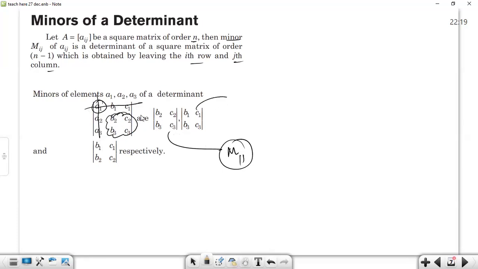This is the minor of A2. So after excluding the row and the column, B1, C1, B2, C2. The minor of this particular element is in the second row, first column. This is the minor of the third row, first column element.